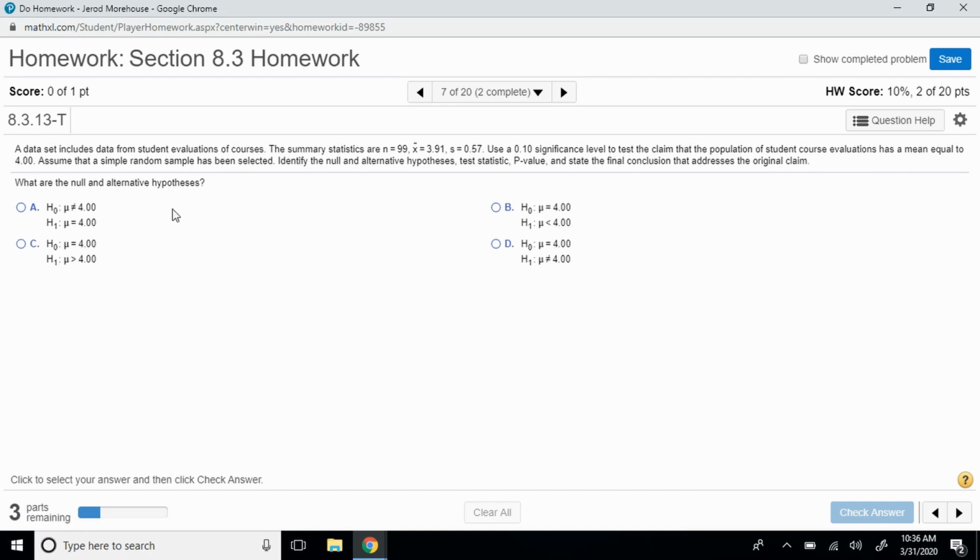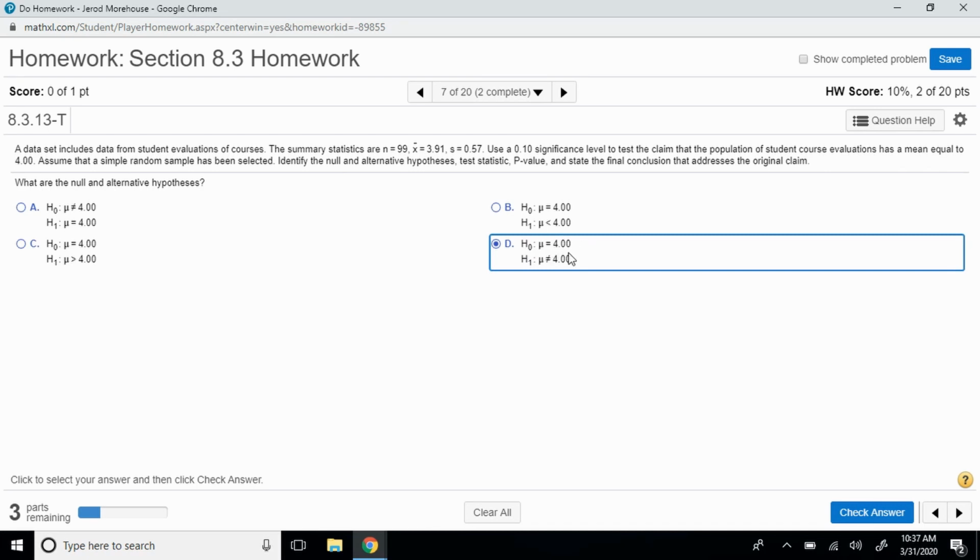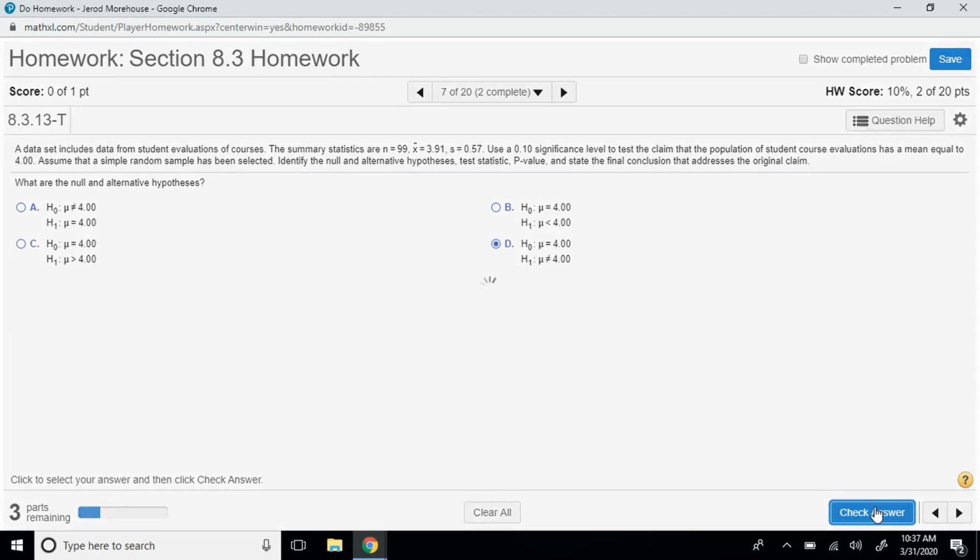Okay, so let's look at our null and alternative hypotheses here. Again, we can toss out A right away because it says the null is not equal to. In the problem itself, it does not say if we think it's less than 4 or greater than 4. It's just saying that we're going to test to see if it's equal to 4. So we're going to select D here, for the null is equal to 4 and the alternative is not equal to 4. This will be a two-tailed test. Awesome, got that one right.